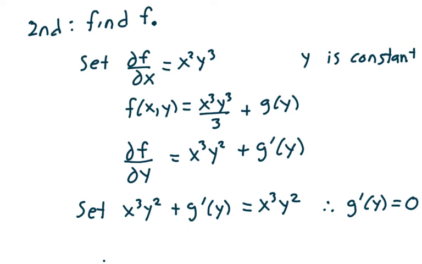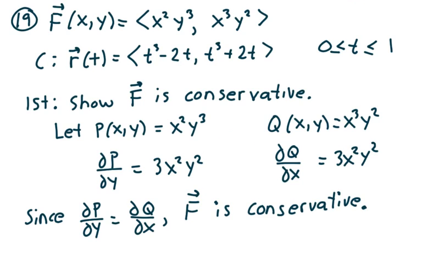To find my potential function, one thing I want to make sure you are aware of is that capital F can be written as a vector comprised of the partial of f with respect to x and the partial of f with respect to y. So I'm going to take the partial of f with respect to x and set it equal to the first component.